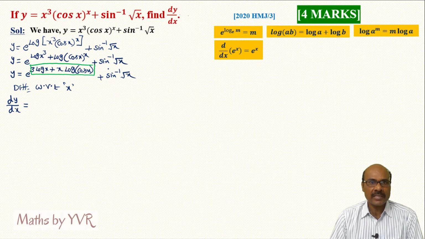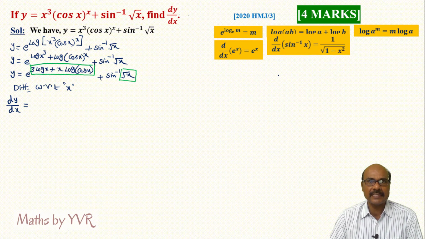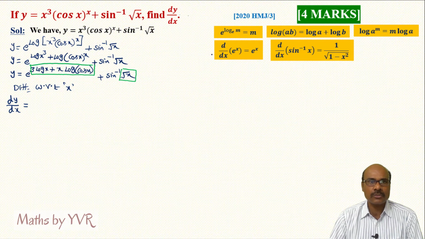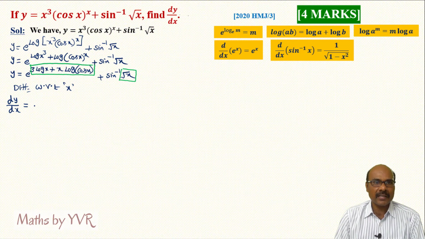Okay. Now if you observe, what is the second term here? Sin inverse of root x. Here if we consider this root x as x, then clearly it is in the form of sin inverse x. Then what is the formula for the derivative of sin inverse x? The derivative of sin inverse x is 1 over root 1 minus x squared. Now by using these two formulas, we will get the next step. Look here, the derivative of e power x is e power x.